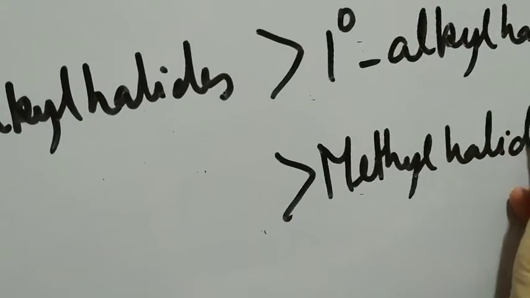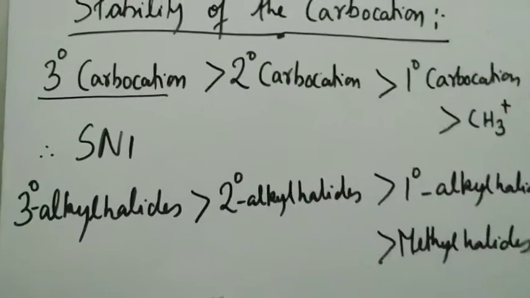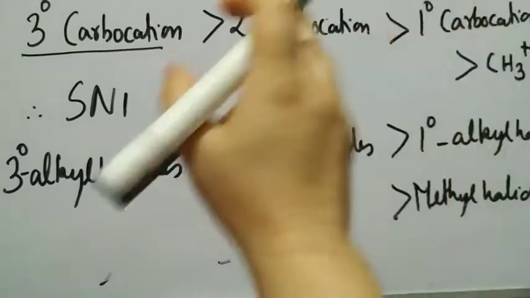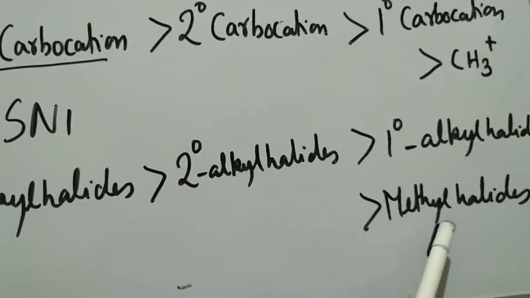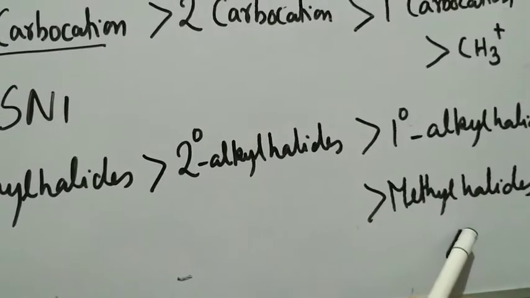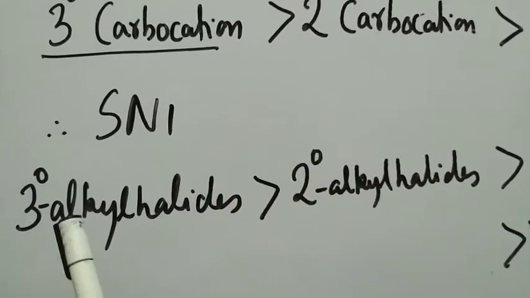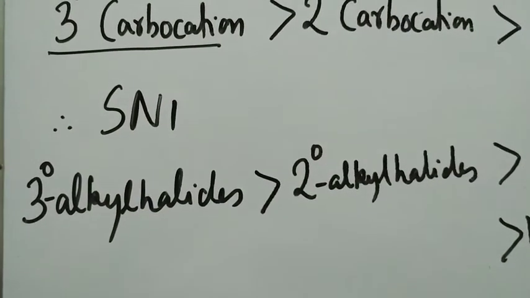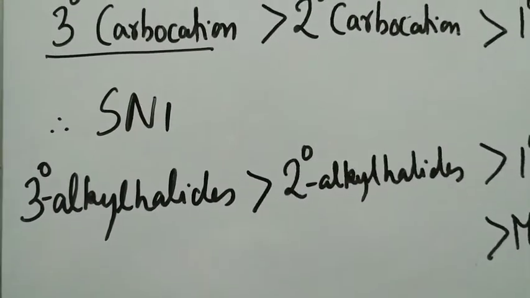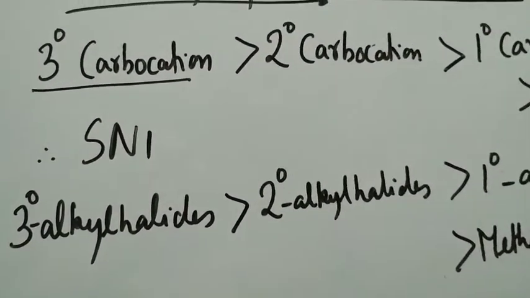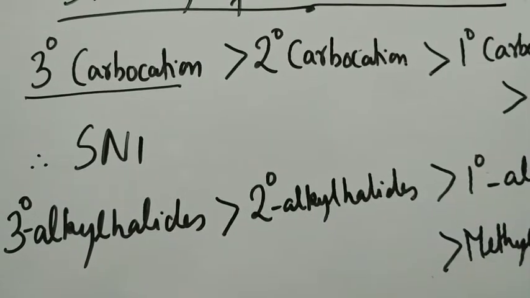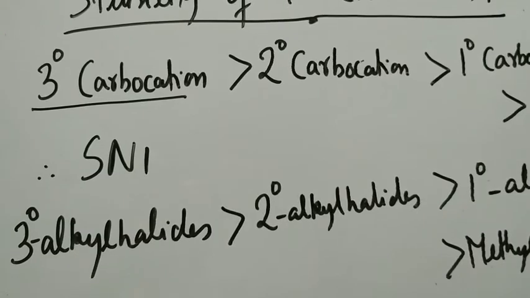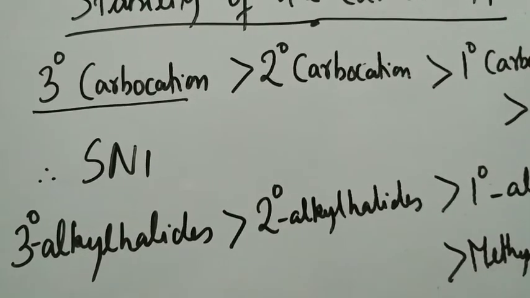Now as you can see, you can draw a comparison between Sn1 and Sn2. The order is completely reversed. In Sn2, methyl halides have the highest possibility of the Sn2 mechanism, whereas tertiary alkyl halides have the highest possibility of the Sn1 mechanism. These are the 2 types of nucleophilic substitution reactions which can take place in haloalkanes, Sn2 and Sn1 mechanism.